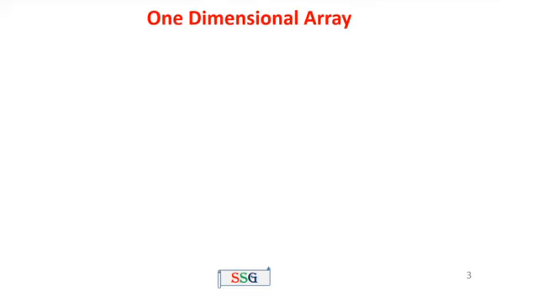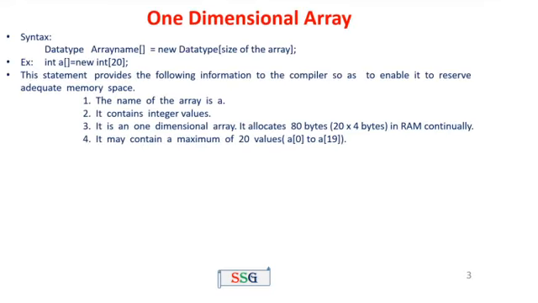The syntax for a one-dimensional array: data type, user-defined array name, empty square brackets, equal to new data type, size of the array. Here the size of the array should be an integer constant. For example, int a[] = new int[20].